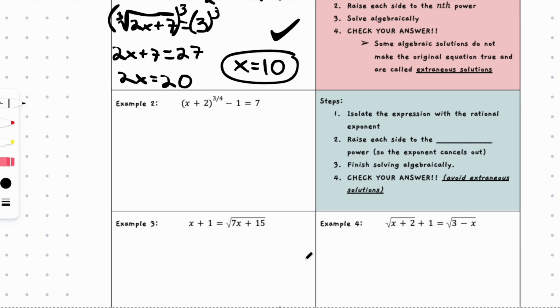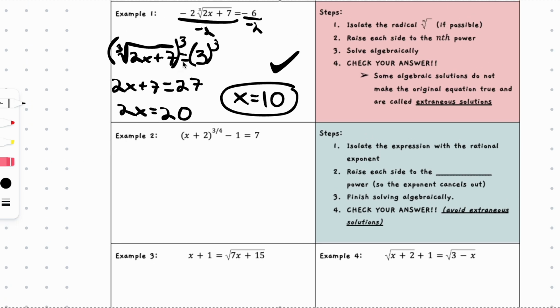Okay, so let's now work on number 2. We see that in number 2, we don't have something as nice as just the third root. We're raising it to a fractional exponent. We still want to treat it the same. So first we want to isolate the expression with the rational exponent. So we get x plus 2 to the 3/4 minus 1 equals 7, and we need to add 1 to both sides, so it equals 8.